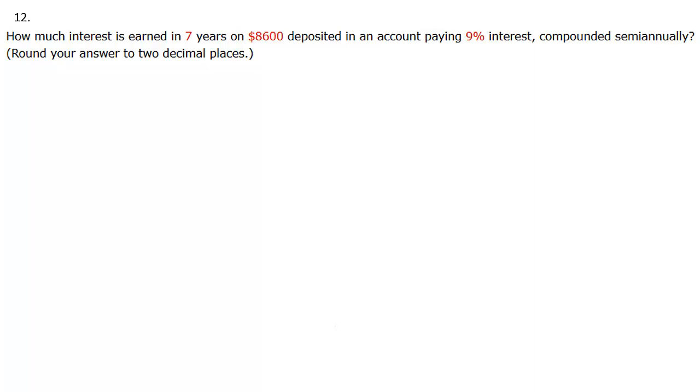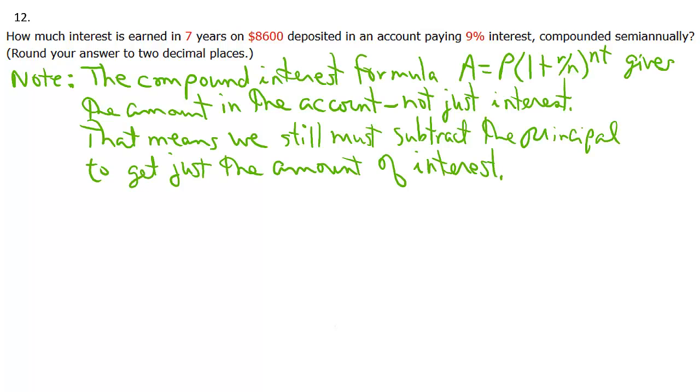Number 12. How much interest is earned in 7 years on $8,600 deposited in an account paying 9% interest compounded semi-annually, and round your answer to 2 decimal places. Note that compound interest formula gives the amount in the account, not just the interest.